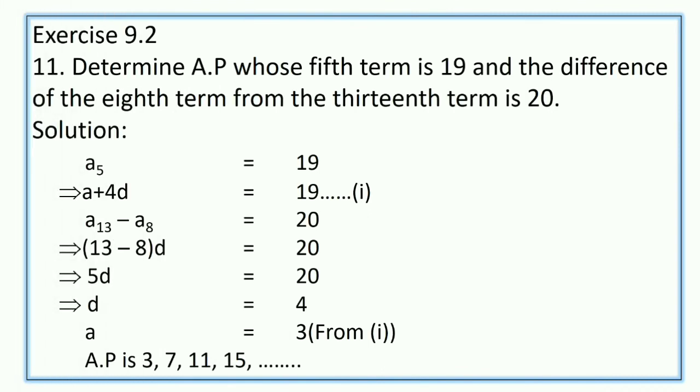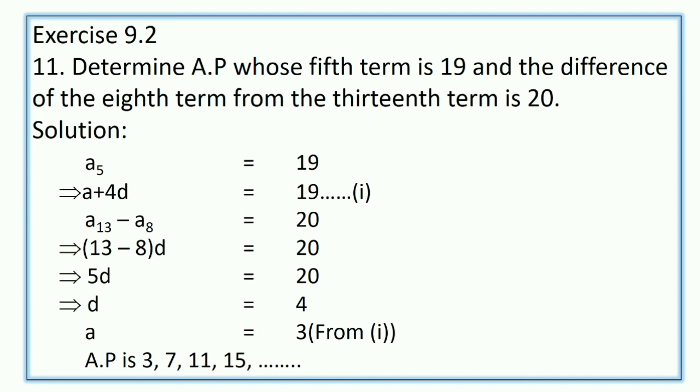Next question, question number 11. Determine the AP whose 5th term is 19 and the difference of the 8th term from the 13th term is 20. Here we have a5 is equal to 19, or we can form an equation, that is a plus 4d is equal to 19, because we know that the nth term is equal to a plus (n minus 1) into d. That means the 5th term is equal to a plus (5 minus 1) into d, or a plus 4d. And so a plus 4d is equal to 19.